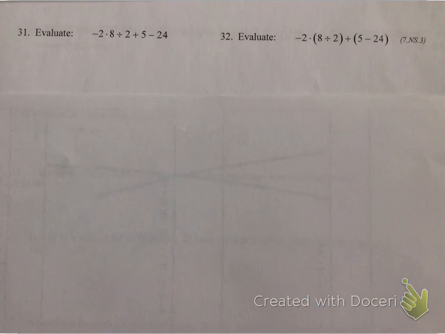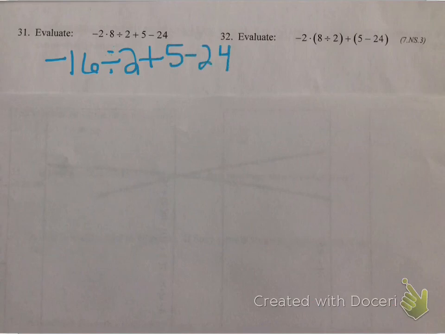Number 31, we're going to evaluate. So we are going to use our order of operations. Following our order of operations, we want to look for grouping symbols, which there are none. We want to look for exponents, which there are none. Multiplication and division from left to right. So we have -2 times 8, which is -16 divided by 2 plus 5 minus 24.